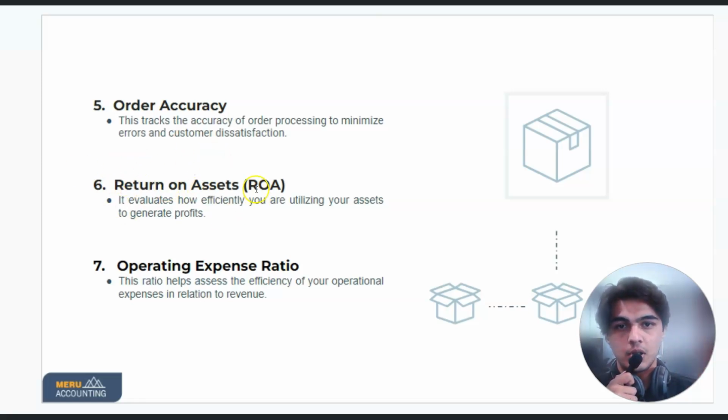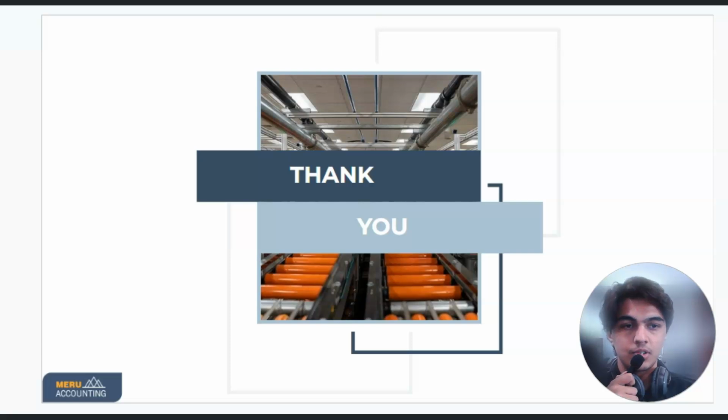Sixthly, we'll talk about return on assets. This indicator will evaluate how effectively you are utilizing your assets to generate profit from them. Seventhly, operating expenses ratio. This indicator will help you assess the efficiency of your operating expenses in relation to the revenue that you have generated. So this was all for the indicators that show the growth and track success for the wholesale and distribution industry.